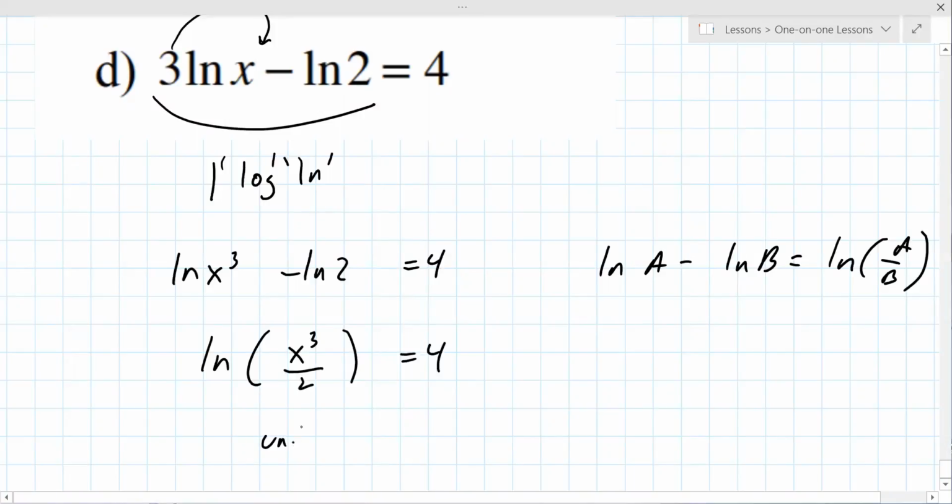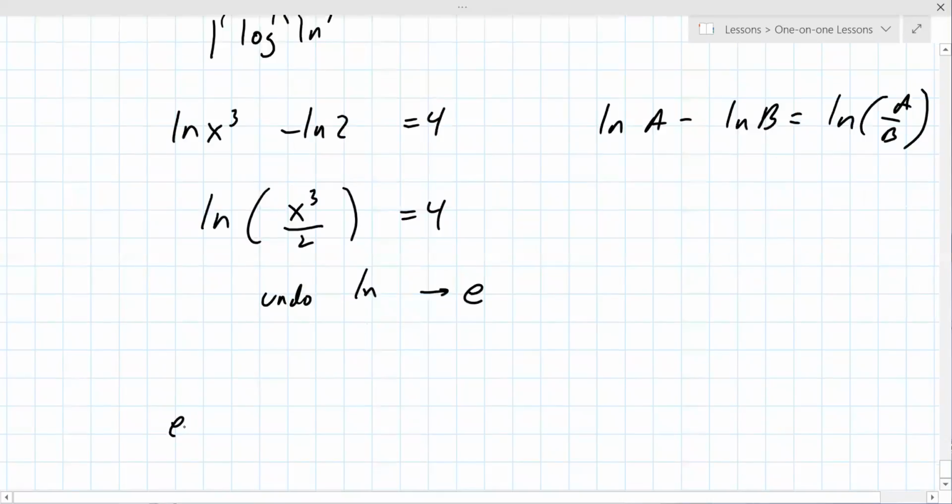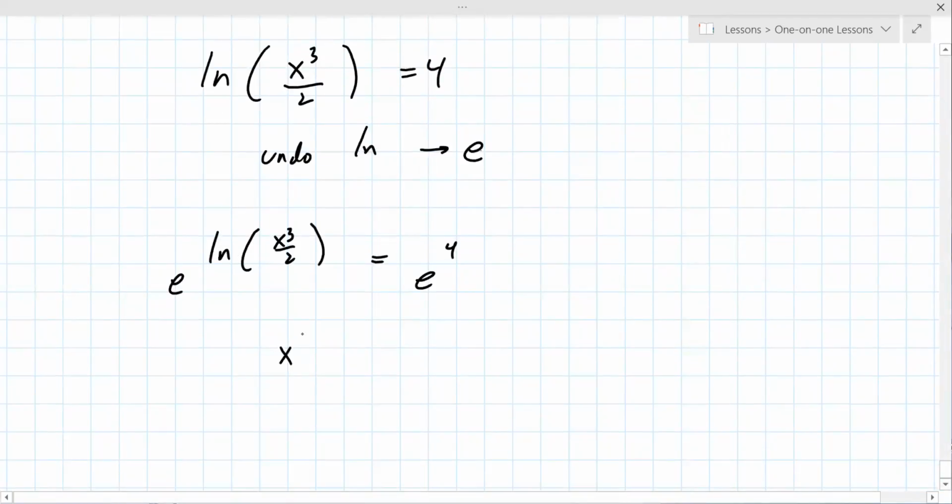And now you have to undo ln, which you do with e. So you write e to the ln of x cubed over 2 equals e to the 4th. The bases have to be the same. That's what we did here. By undoing ln, it just becomes x cubed over 2 equals e to the 4th. And now you're just solving for x.